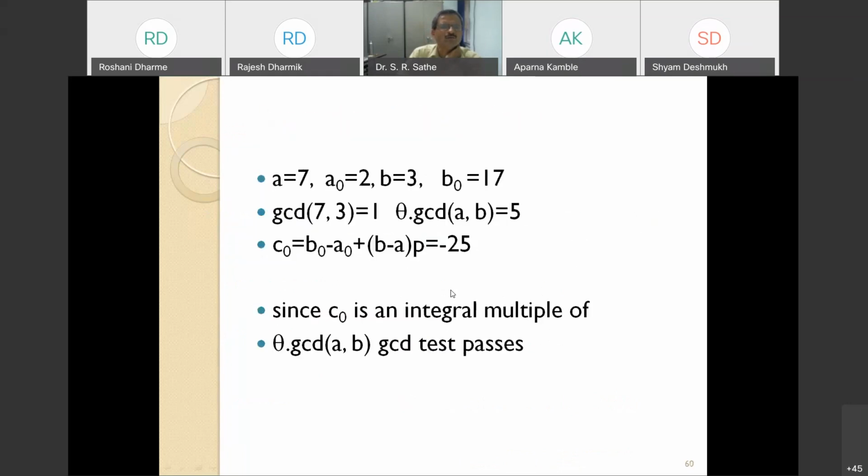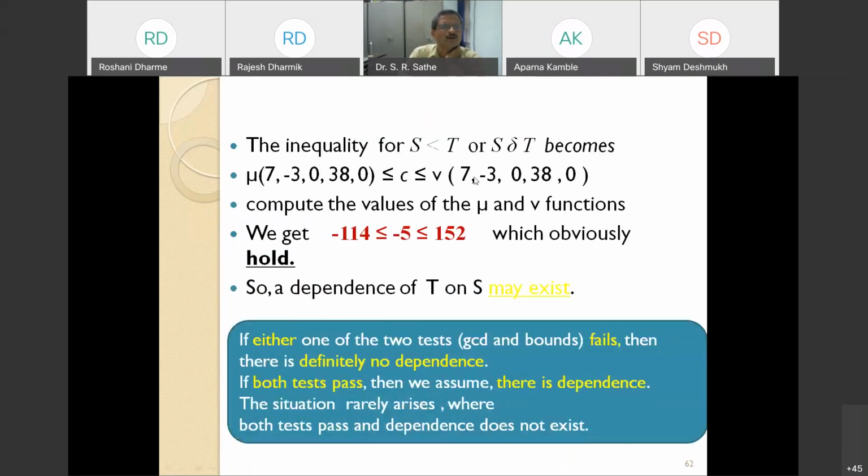And then solving this, we compute the values of mu and v functions, and we get minus 114 less than equal to minus 5 less than equal to 155, which obviously works. So there is a dependence of t on s. It may exist.